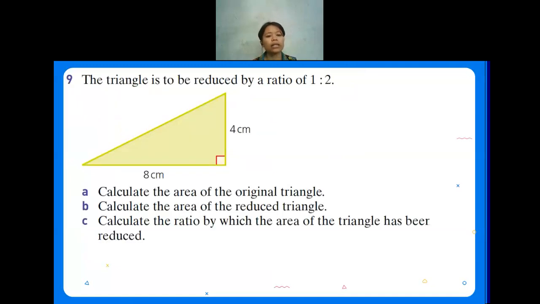For question 9, there is a triangle. The triangle is going to be reduced using the ratio 1 to 2. This is the original one. So now let us find the area of the original one first. Anyone still remember the area of a triangle? How to find the area?